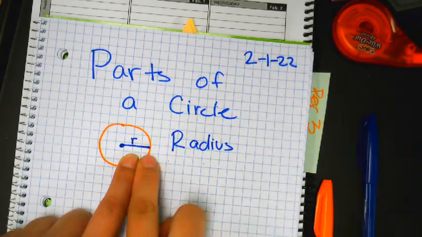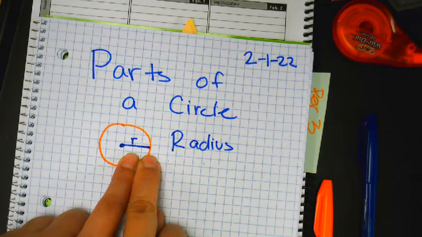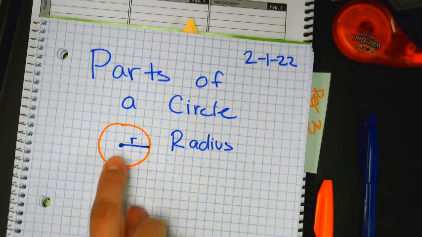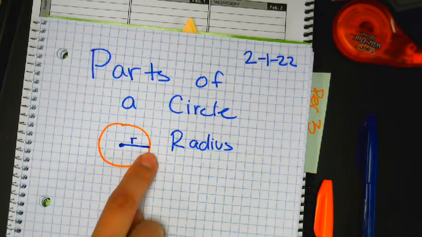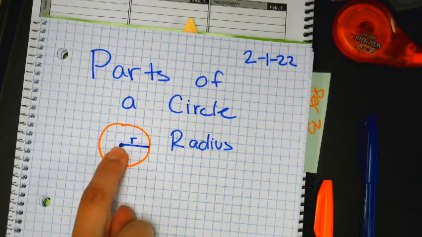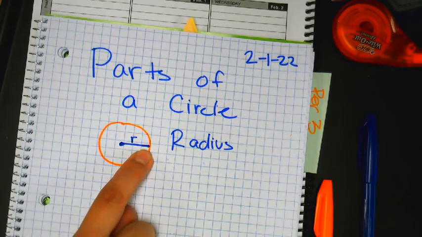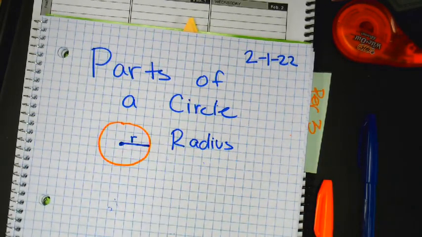So this part of your circle, this part we're focusing on, is called the radius. It goes from the center of your circle to the end, like to the edge of the circle. So center to the edge. It's kind of weird calling it the edge because it's round, so there really is no edge, but I'm just trying to help you understand it. So do you see that?